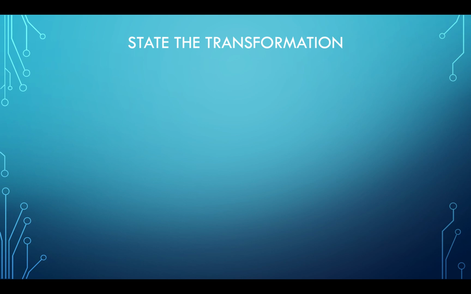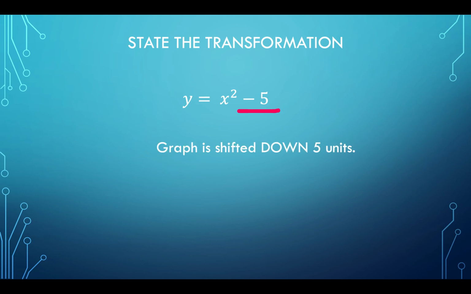State the transformation. Y is equal to x squared minus 5. What's going on here? We have a minus 5. And what does minus a number do? Minus a number means the graph is being shifted down by how many units? Whatever this number is. So down 5 units.